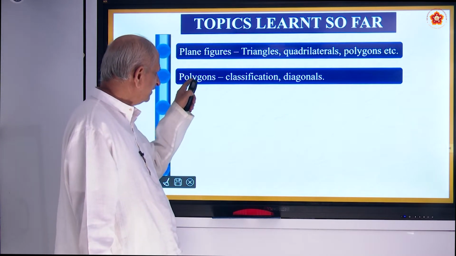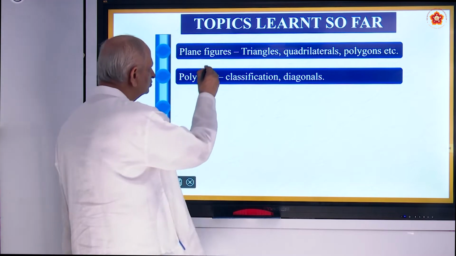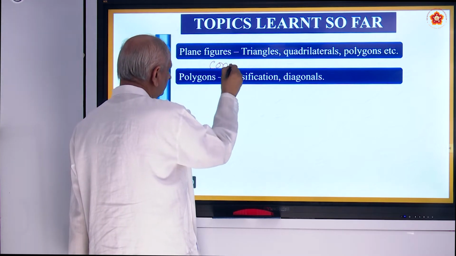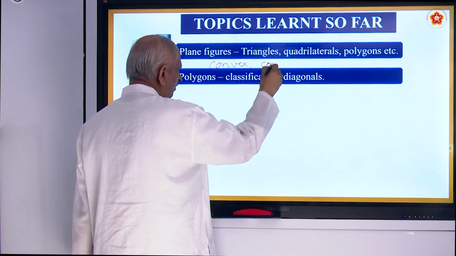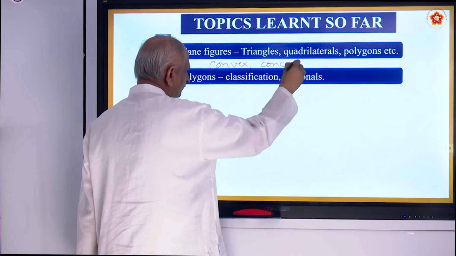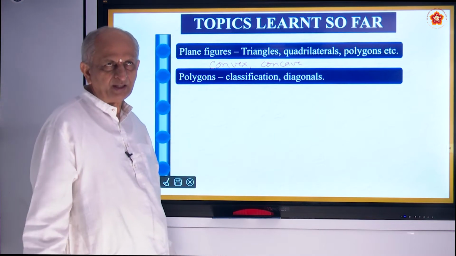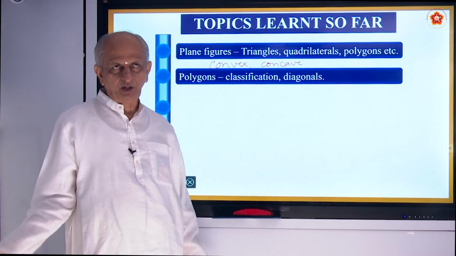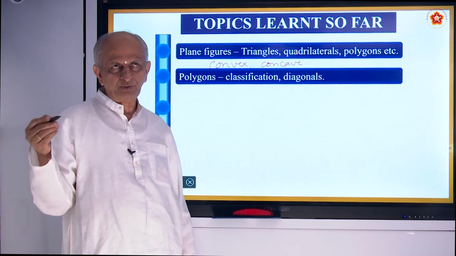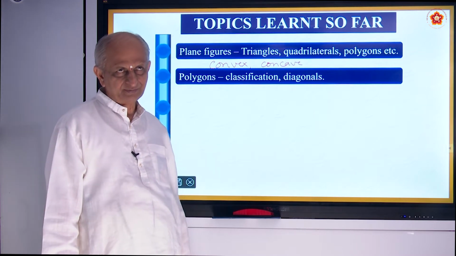Polygons are also classified into two groups. One is called convex polygon, and another is called concave polygon. What is the difference between the two? In a convex polygon, all the diagonals will be inside the polygon. In a concave polygon, one or two diagonals may be outside the polygon.